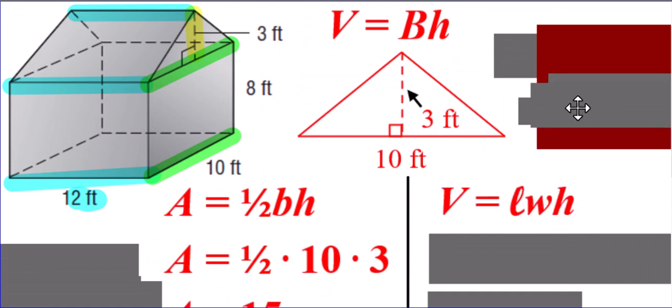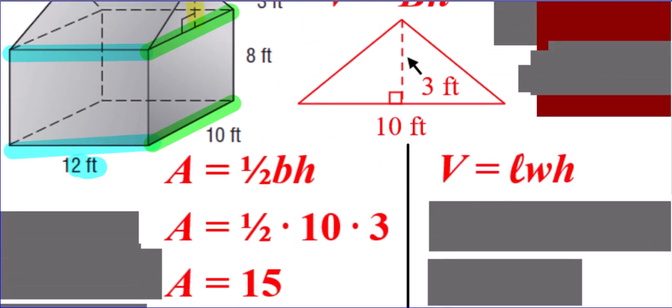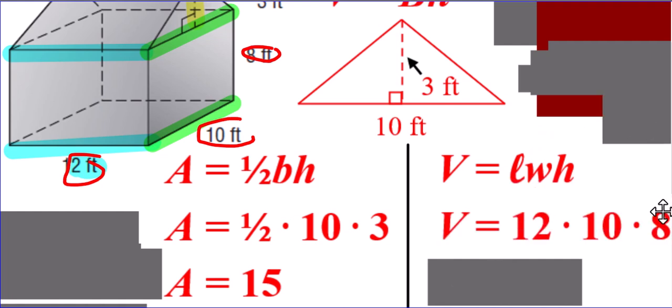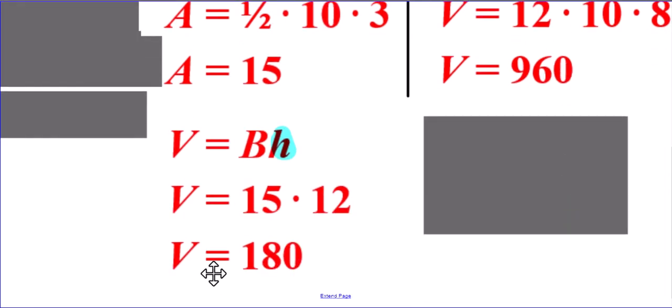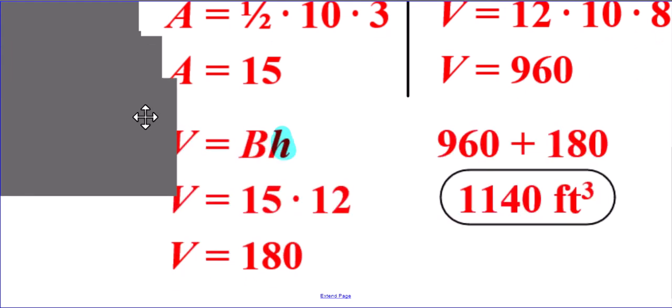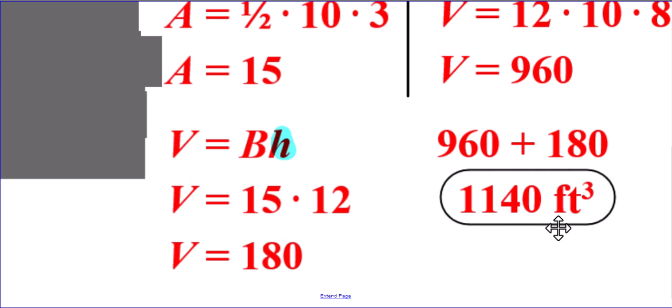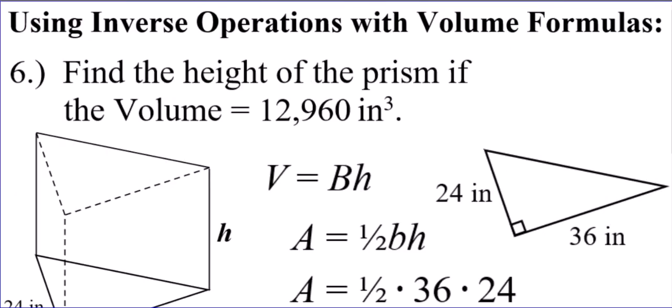What about the rectangular prism? What are the 3 measurements of the rectangular prism, of the box? It's the 12, it's the 10, and it's the 8. Those 3 measurements are the length, width, and height in any order that you want to put them in. Boom, boom, boom, boom. Multiply it, and you get 960. Now, let's take the volume of the triangular prism, add it to the volume of the rectangular prism, and you get 1,140 cubic feet.